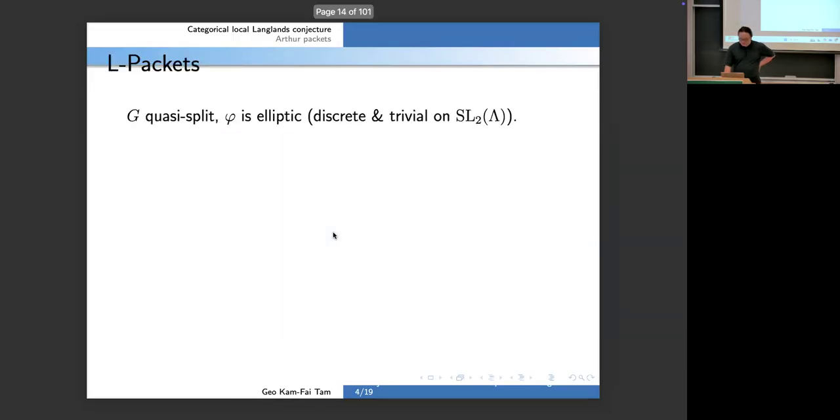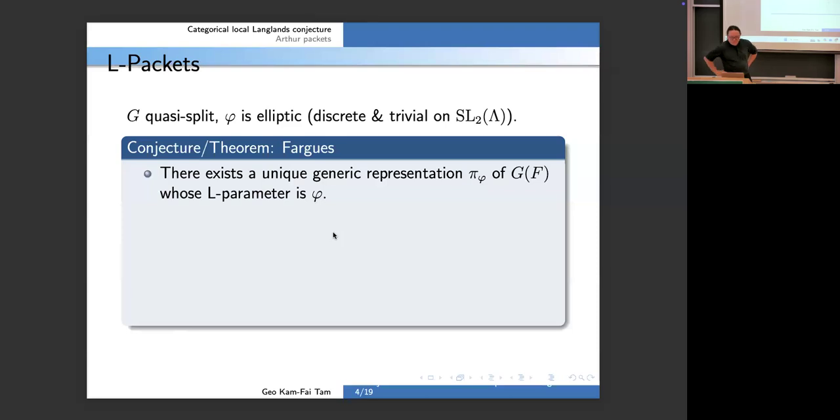Okay, so let me continue from here. So G quasi-split, varphi elliptic. Then this is another conjecture given by Fargues, I think in his 2016 note. There exists a unique generic representation, pi_varphi, whose L-parameter is varphi.